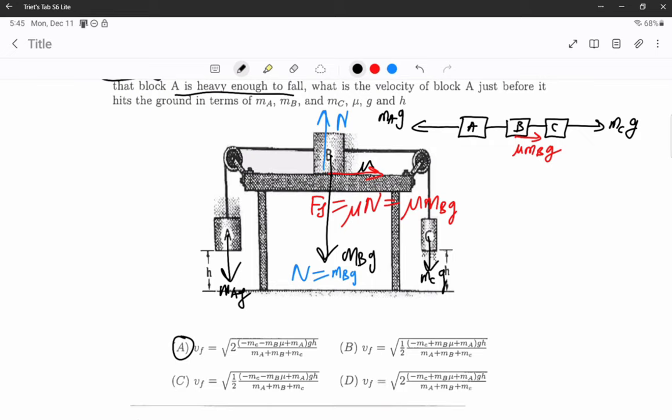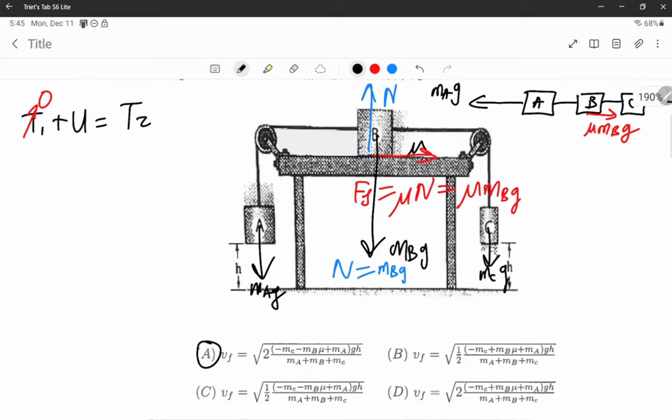We have T1 plus U equal to T2. Initial kinetic energy is 0. Start from rest, that's the important information. For U, U is a little more complicated here. We have mA g h, right? So that's a positive.